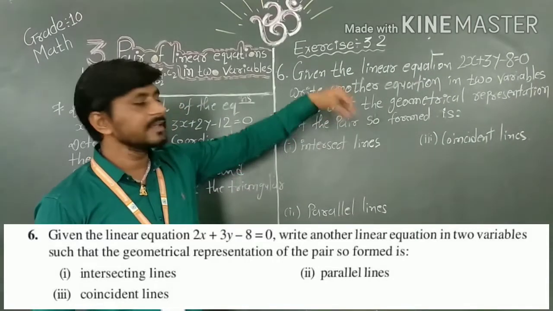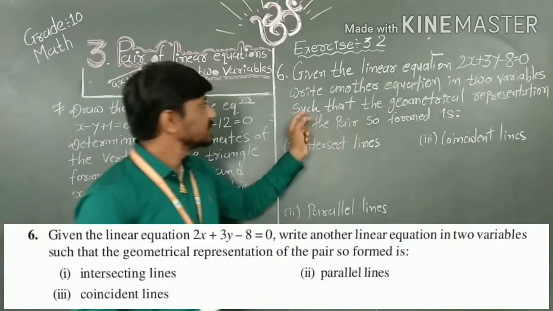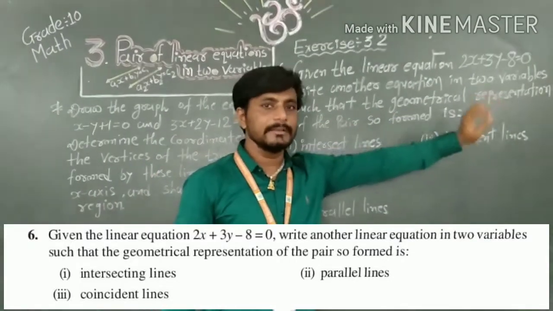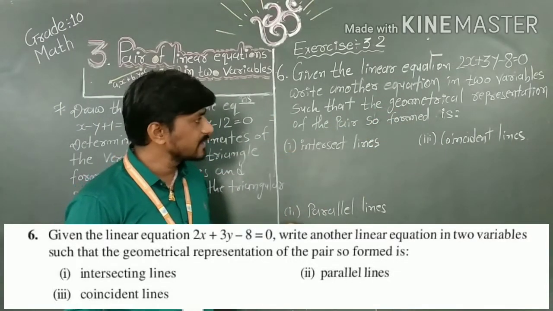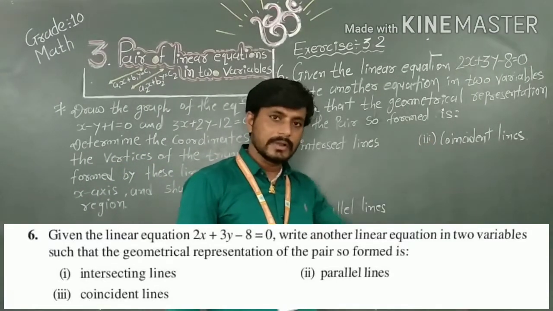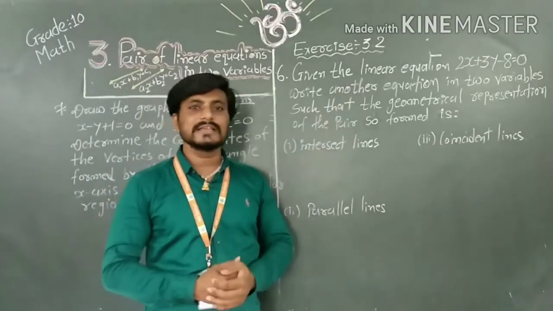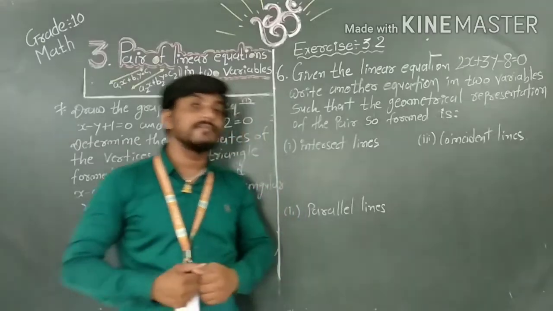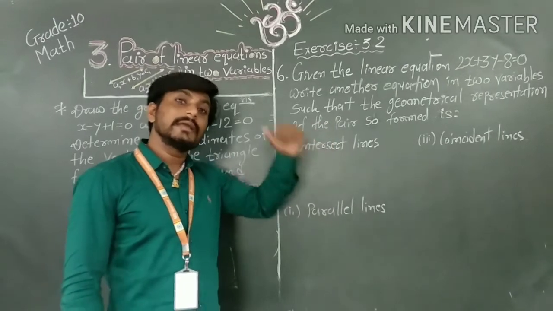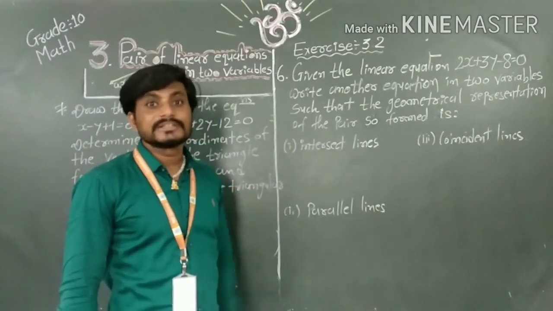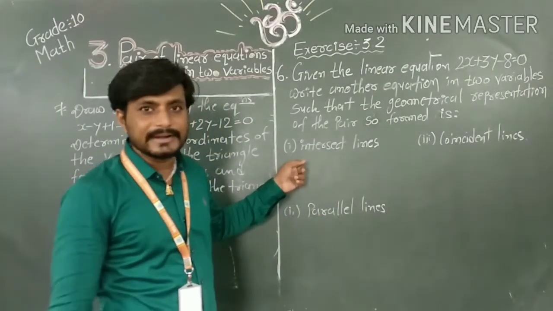Now write another equation. We want to write a second equation in two variables such that the geometrical representation of the pair of lines is intersecting lines, parallel lines or coincident lines. Here we have the equation 2x plus 3y minus 8 is equal to 0. We want to find a second equation such that the lines intersect. What is the condition to become intersecting lines?